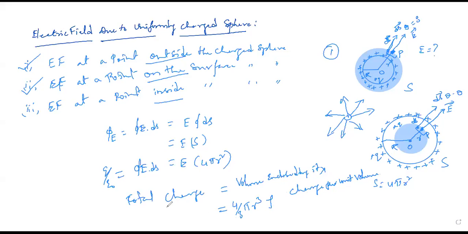Okay. So now this is the total charge, so take this and substitute in the place of the total charge enclosed by it. Why the total charge enclosed by it? Because the Gauss law statement says the same thing, right? Gauss law states that the total flux coming out of any closed surface is equal to 1 by epsilon naught times the total charge enclosed by it. So the total charge enclosed by it is the volume enclosed by it into the charge per unit volume. Take this and substitute in the place of Q.